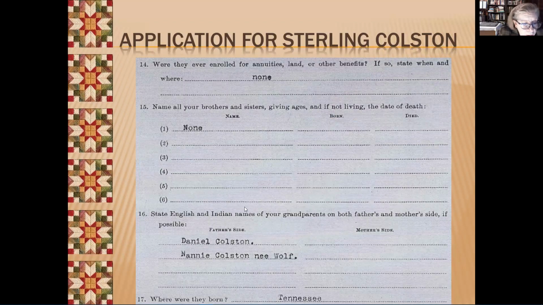And then there's his grandparents. Where were they born? Tennessee. It says list your brothers and sisters. Well, evidently he didn't have any brothers and sisters, but if he would have, then there would be all of his brothers, your applicant's brothers and sisters, the year they were born, and if they were deceased, what year they died.